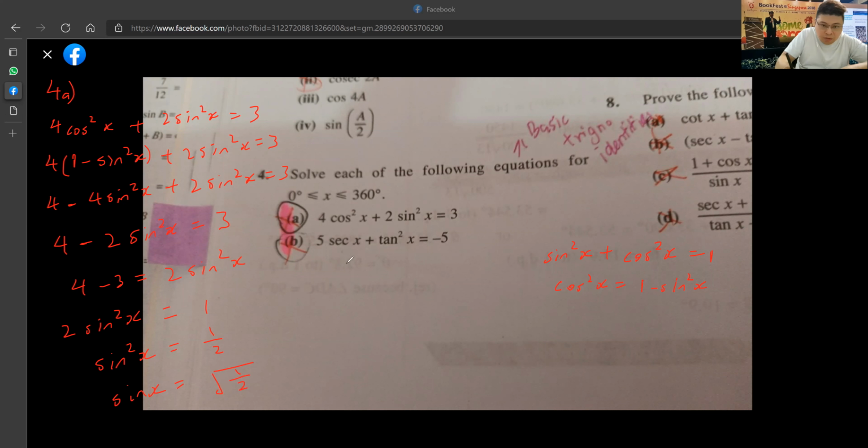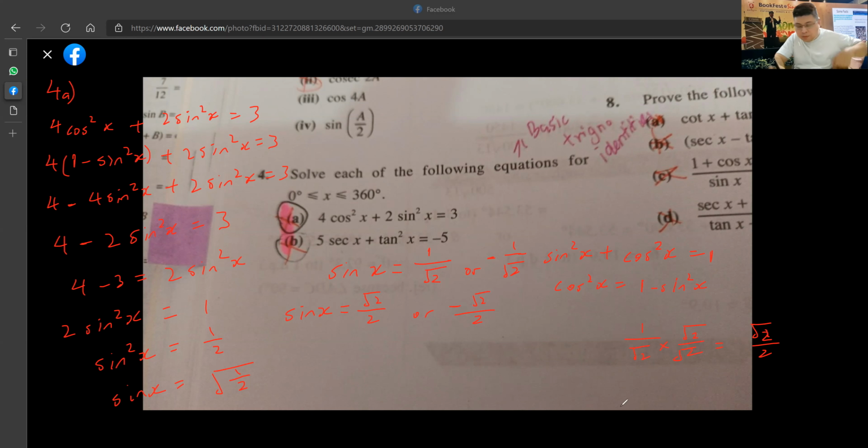So if your sine x is equal to square root of half, square root of 1 is 1, square root of 2 is square root of 2. But since this is a square root function, you have a negative component. So your sine x will be equal to square root of 2 over 2 or negative square root of 2 over 2. Because when you multiply 1 over root 2 by root 2 over root 2, you will have root 2 over 2.